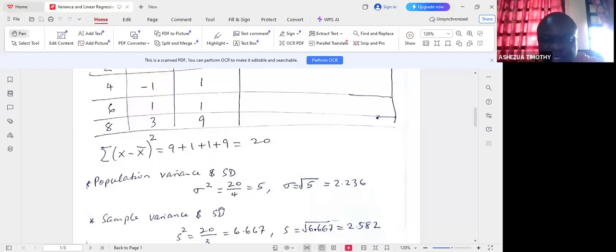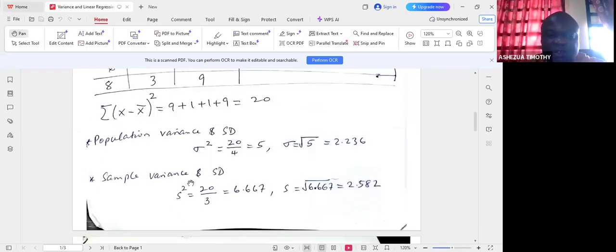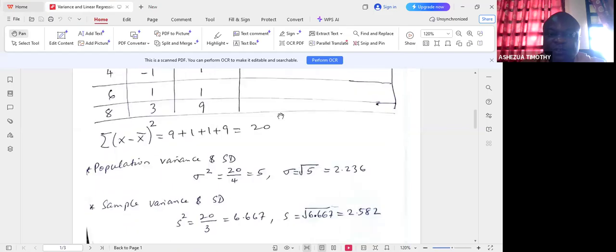For the sample variance and standard deviation, you have s squared equal to 20 all over 3. Now, why is it 20 all over 3 and not 4? If you go back to the formula for sample variance, it is n minus 1. And of course, you know that your n is 4. Since your n is 4, 4 minus 1 gives us 3.